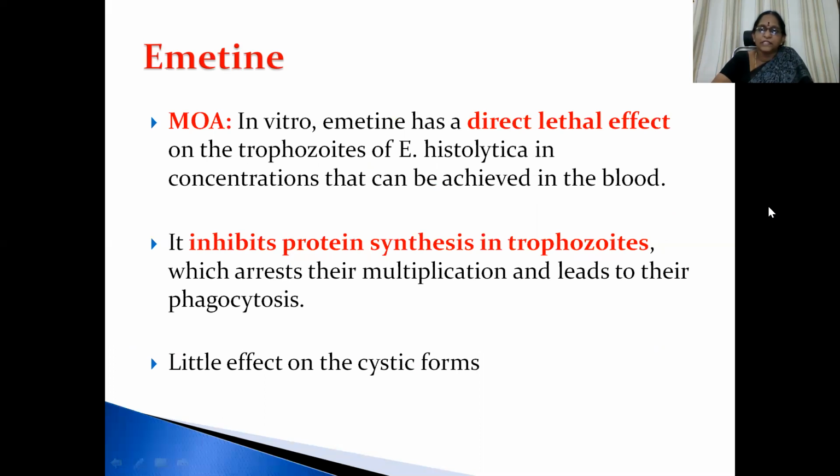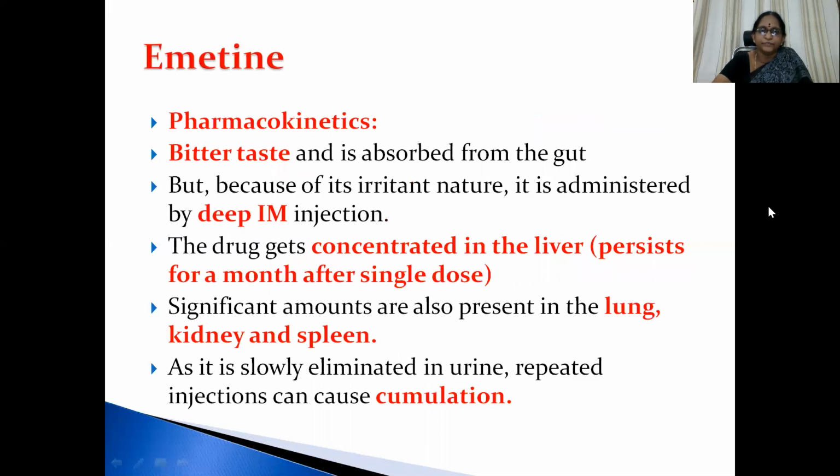And the main mechanism of action is by inhibiting protein synthesis in the trophozoites, which arrests their multiplication and further phagocytosis. Little effect on cyst forms. So mainly trophozoites are affected by using emetin molecule. That much you need to remember. And it is a direct lethal effect.